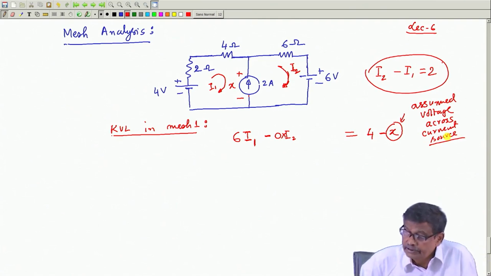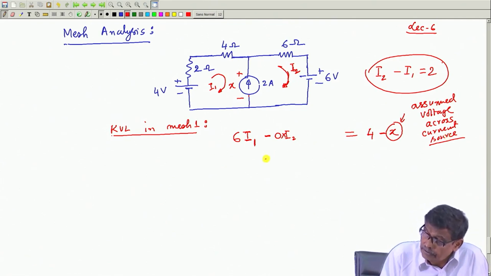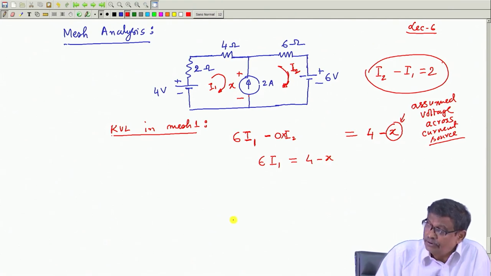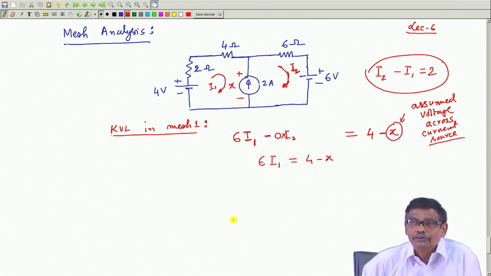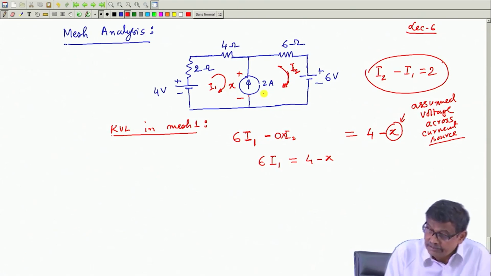So, this is the equation. So, what will be the thing then? 6 I 1 will be equal to 4 minus x. So, it looks like there are now 3 unknowns, 2 mesh currents and this x fellow. So, this is in mesh 1.